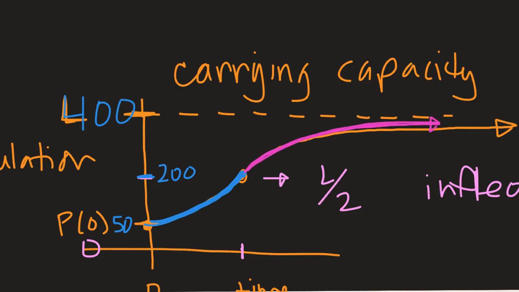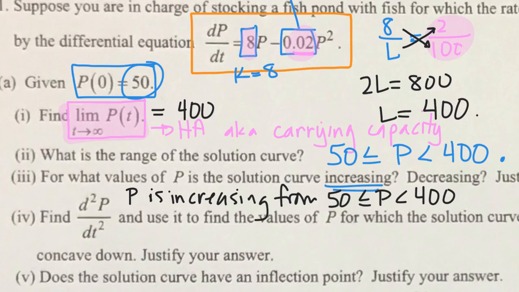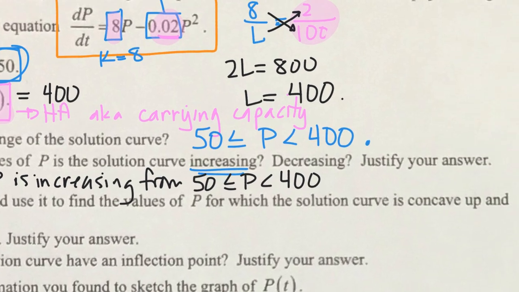So from your minimum to your L over 2, about half of the carrying capacity, is where it's concave up, and then after L over 2, our graph is concave down. Sorry, the population is always increasing. It's increasing from 50 to L because P is never decreasing. That's what happens with the logistic curve.